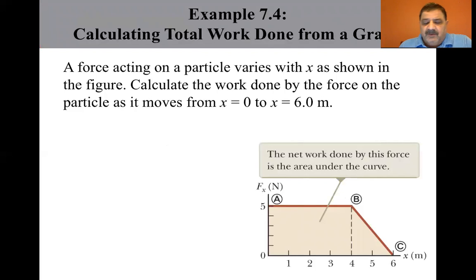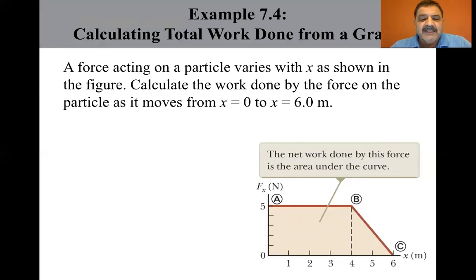Now let's do an example. The force acting on a particle varies with x as shown in the figure. Calculate the work done by the force on the particle as it moves from x equals 0 to x equals 6 meters. This is a rather simplified example, but it gets the point across. Let's conceptualize it as follows. Imagine a particle subject to the force in the figure.